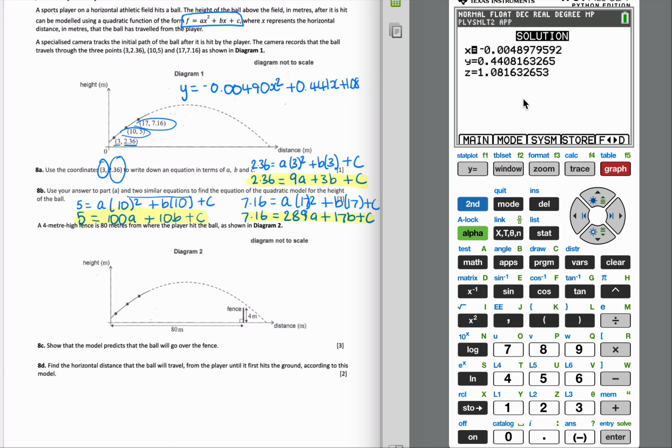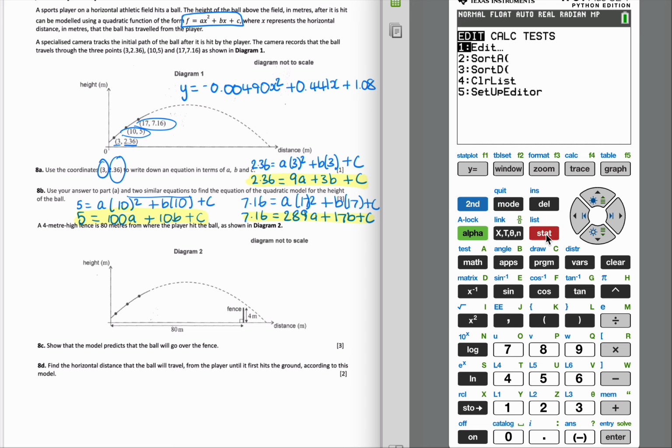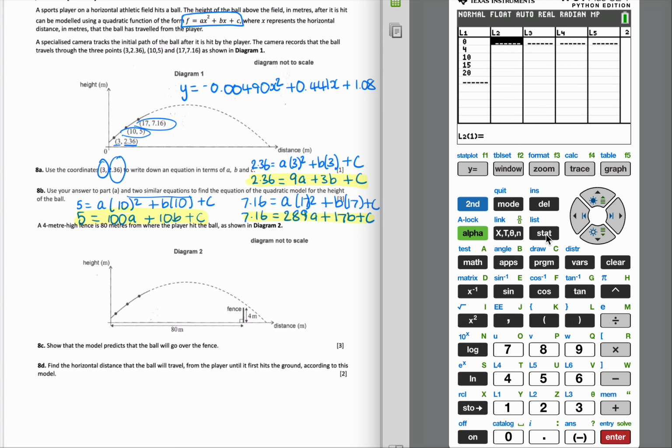So that's my equation, 1.08. That's my equation to the function. So now that I have that, I can use that in part C and part D. If you weren't sure how to do that, then you could also go to, if we come out of this, if you go to statistics and edit, delete any data that you already have in there.